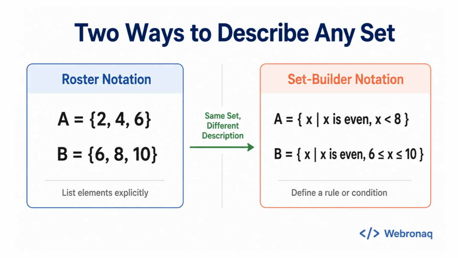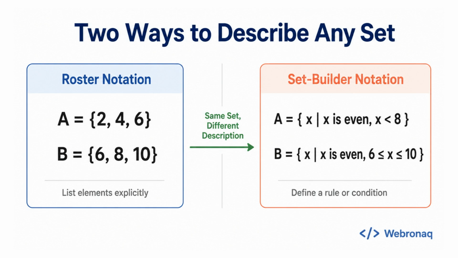Now let's talk about how we actually write sets down. There are two standard approaches. The first is roster notation. You simply list every element inside curly braces. A equals the set containing 2, 4, and 6. That is direct and easy to read when the set is small. The second set, B, is the set containing 6, 8, and 10.